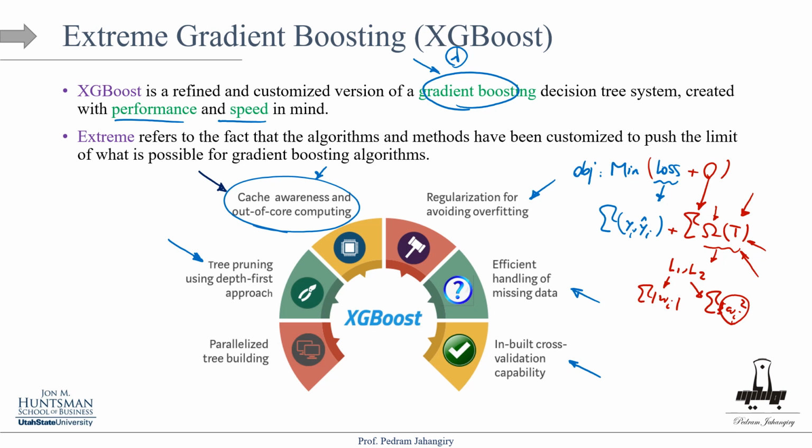And the last one is the fact that XGBoost can parallelize the tree building process, right? XGBoost implements parallel processing, and for that reason, it's going to be a lot faster compared to GBM. This is something that we had in random forest as well.